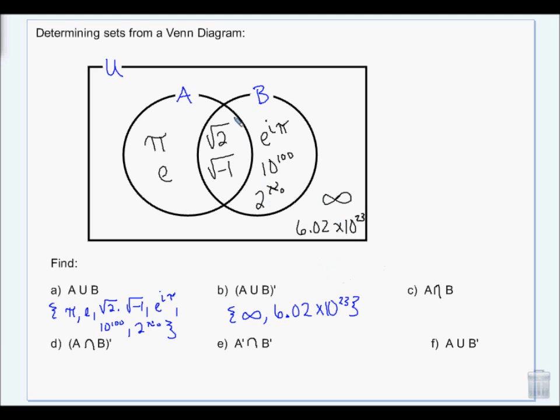Okay, A intersect B, that's right here where the circles overlap. So that's the square root of 2, the square root of negative 1. Not A intersect B, so A intersect B prime is everything that's not in that little part.